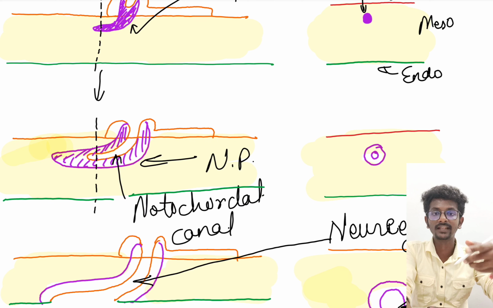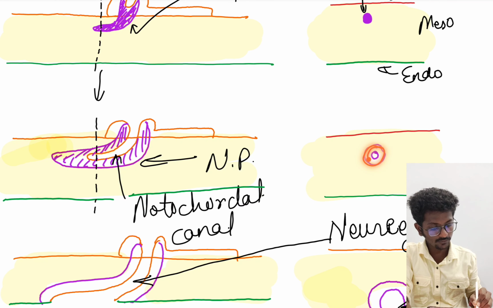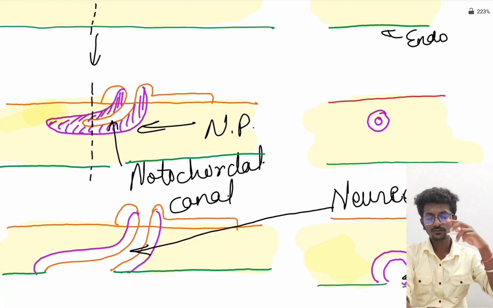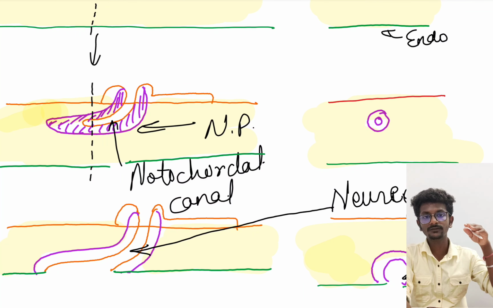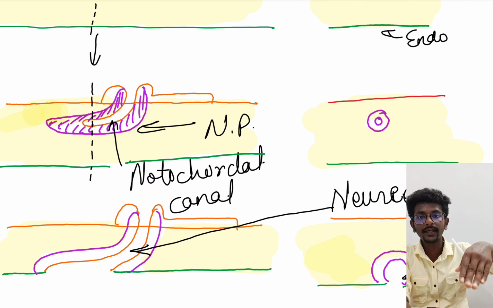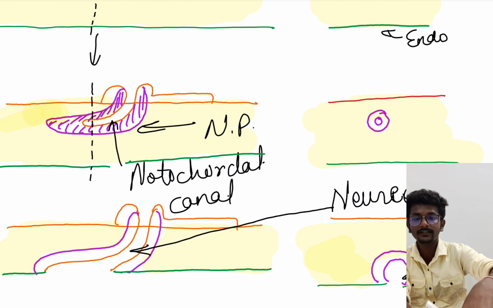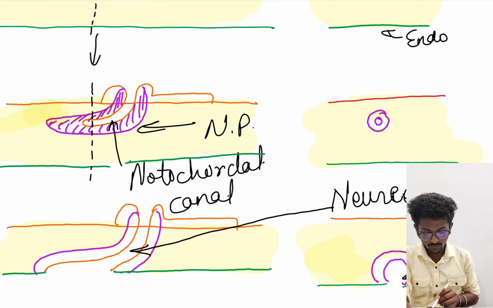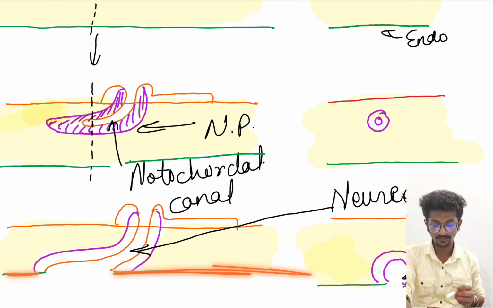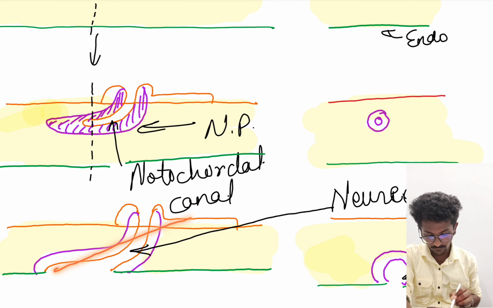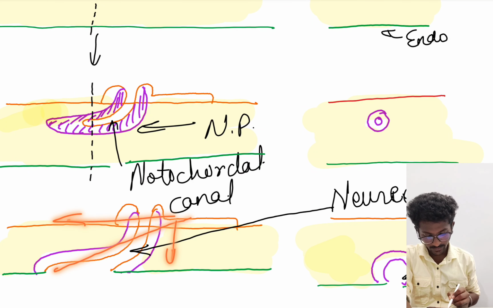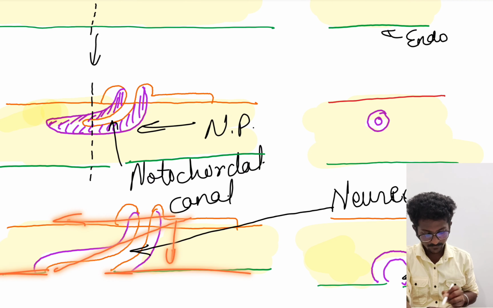So the notochordal canal will be present within the notochordal process. This is the notochordal process, and in the center you have the notochordal canal. Next, this notochordal canal and the notochordal process will grow downward and forward. Downward and forward means it will grow slantly, and then it will go and fuse with the endoderm.